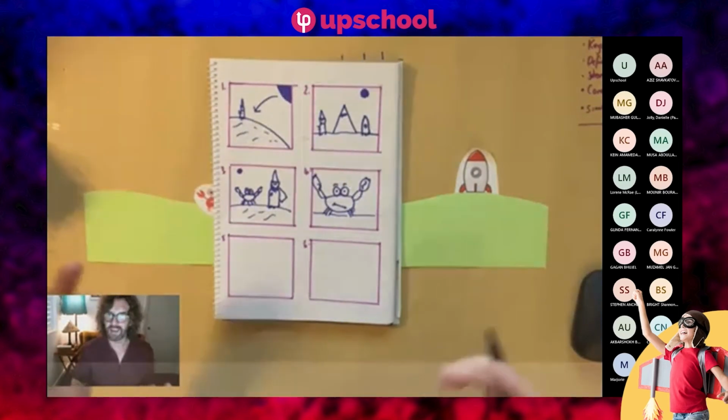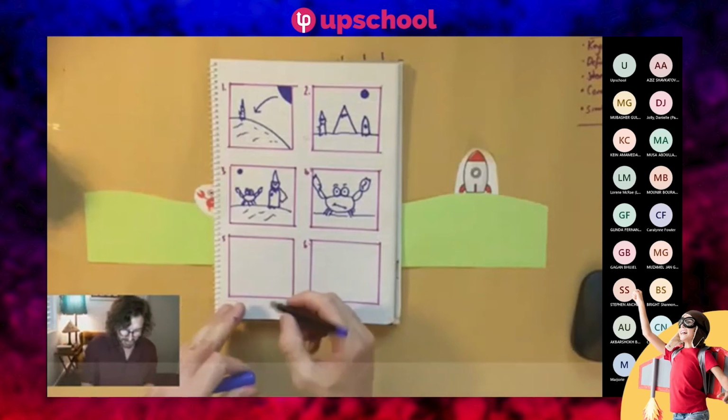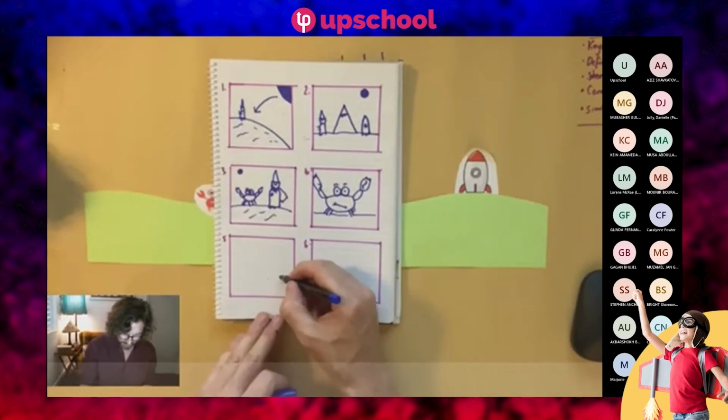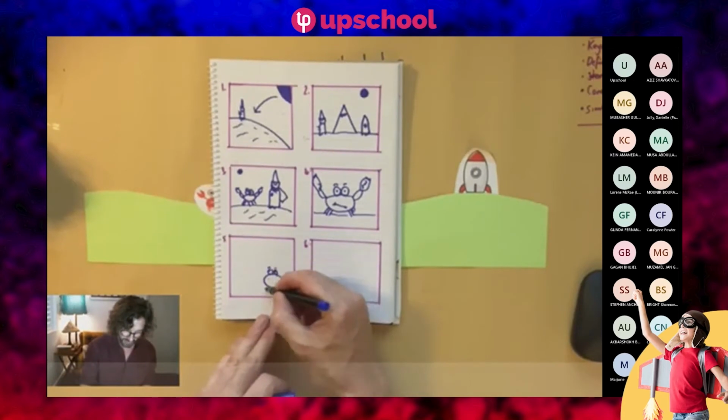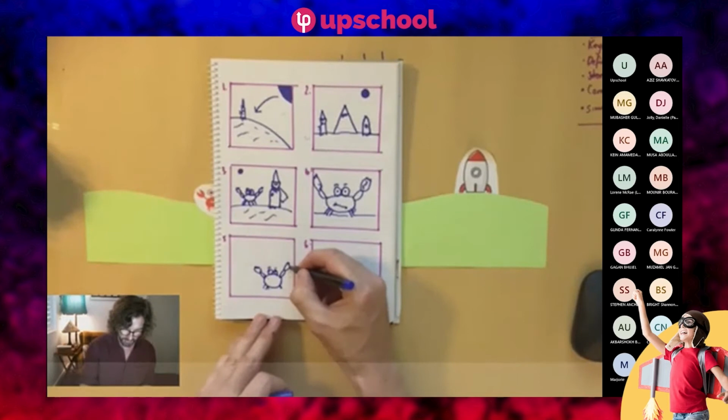This is getting really exciting. What is actually going to happen here? So, box number 5, I'm visualizing this. Now, what I'm going to do here, I'm actually going to draw Christopher the Crab like this, with his legs again, and his pincers like this. Remember, it doesn't have to be really neat.